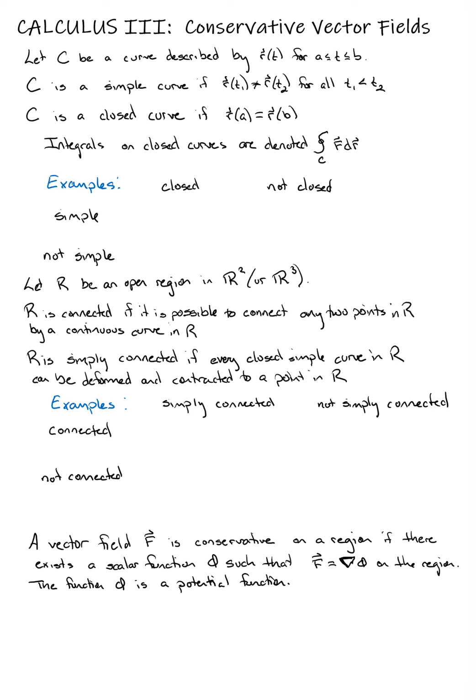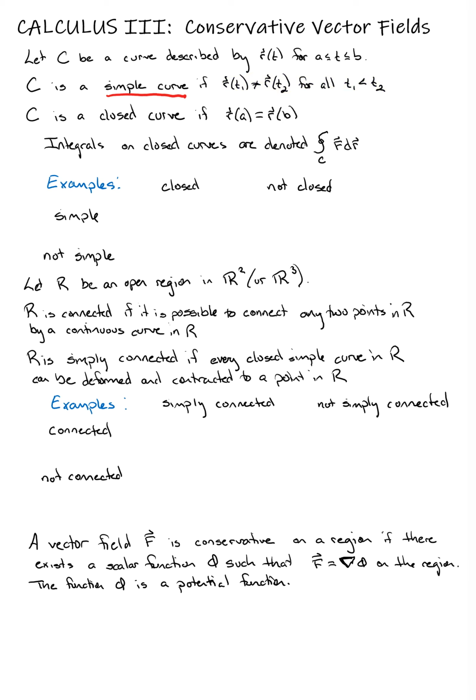So to begin, we'll let C be a curve that's described by the vector valued function r of t on the interval from a to b. C is called a simple curve if r of t1 is not equal to r of t2 for all t1 less than t2. So as I'm developing this curve, I have a t1, I evaluate r at that t value, and then I move down to t2. When I get to some other t value, the r value is never the same.